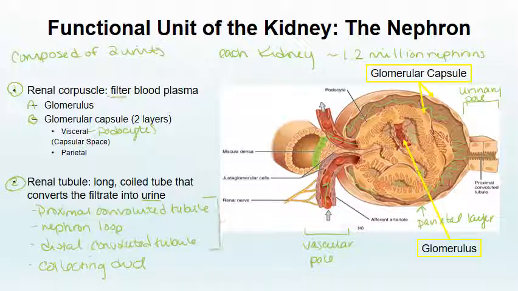These three are part of the nephron. This last one is not part of the nephron, just to be very obvious about that piece. The nephron ends at the division between the distal convoluted tubule and the collecting duct.